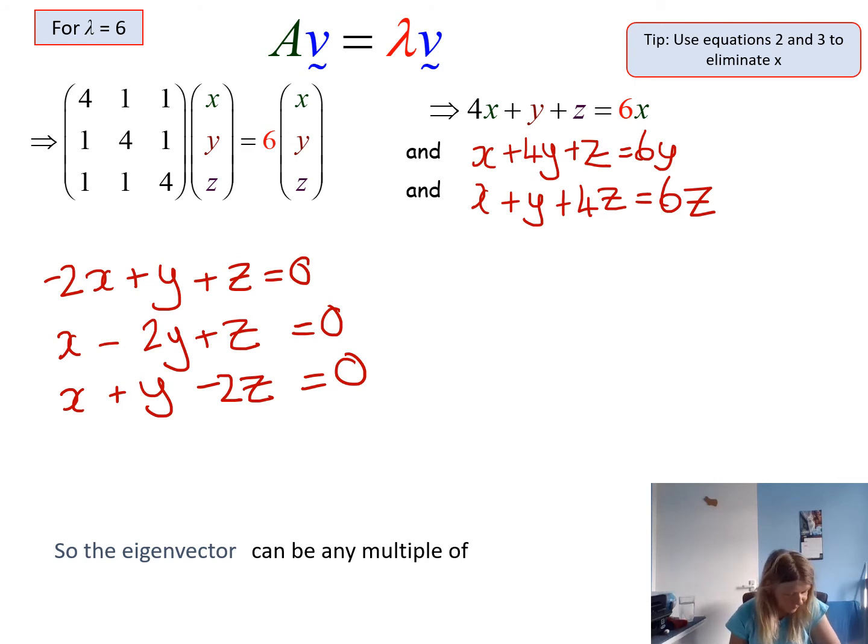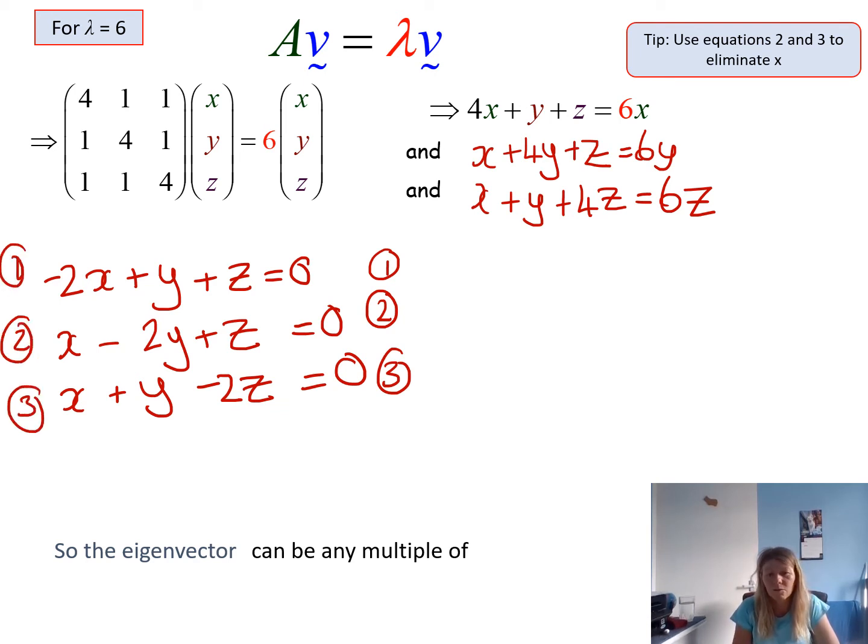Oh dear. Well, to do it by hand, we try to eliminate one of the letters. So we'll try and eliminate Z. Right, we'll put a 1, 2, 3 on those there. To eliminate Z, let's do equation 1 take away equation 2. So what we get is minus 3x plus 3y equals 0. And that implies that x equals y.